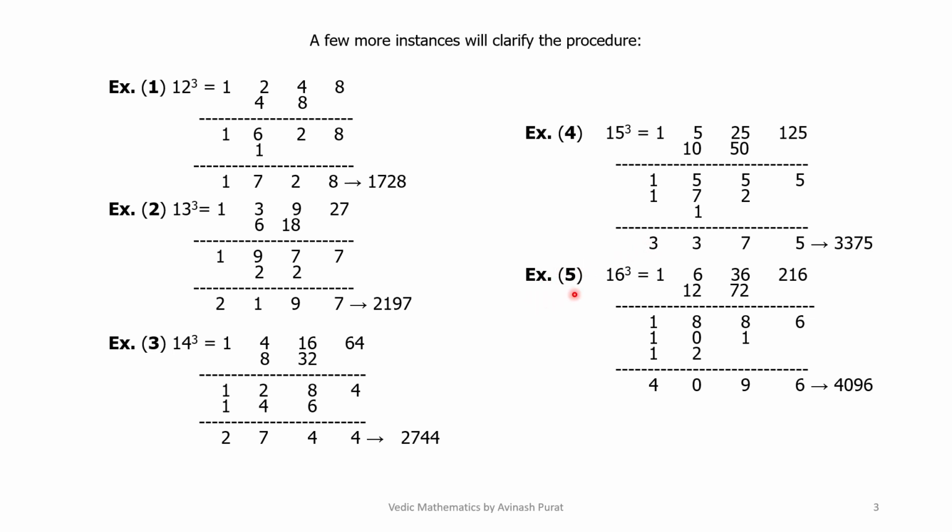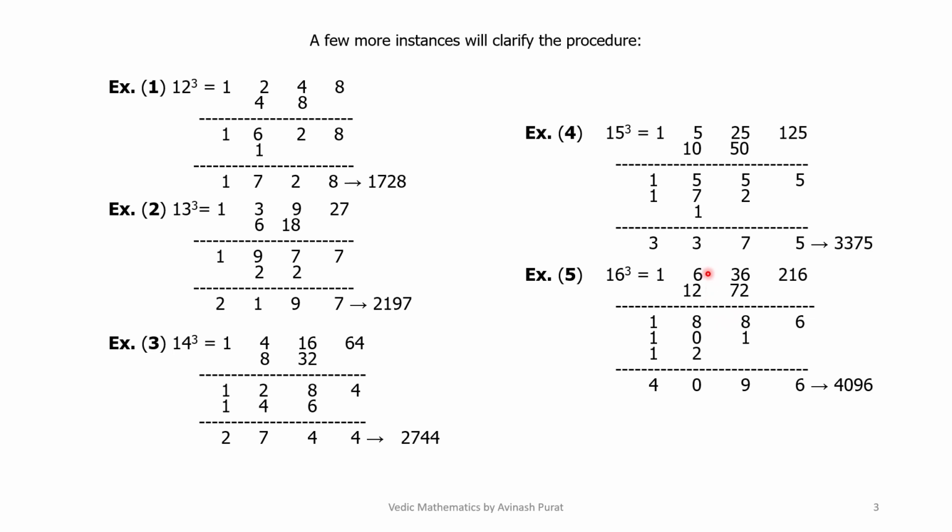Now fifth example, 16 cube. The cube of 1 is 1 and the ratio is 6 to 1. So 1, 6, 6 multiplied by 6 is 36, 36 multiplied by 6 is 216.